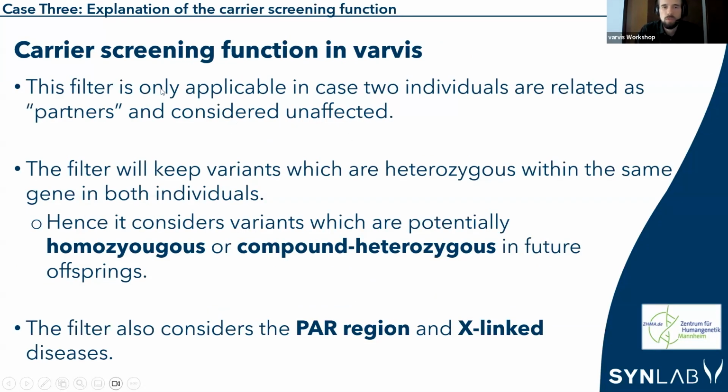Just to give you a short introduction to the carrier screening function: this filter is only applicable in case 2 individuals are related as partners and considered as unaffected. The filter will keep variants which are heterozygous within the same gene in both individuals. Hence, it considers variants which are potentially homozygous or compound heterozygous in the offspring. The filter also considers the PAR region and the X-linked diseases.